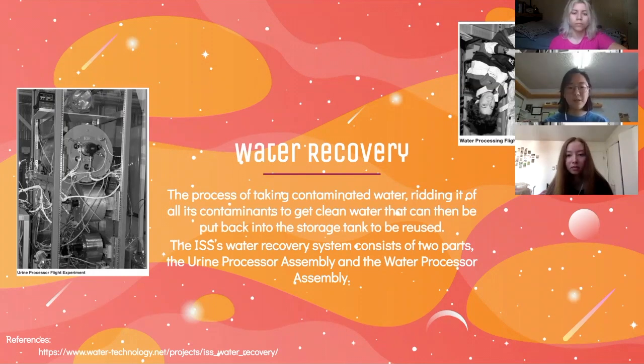The ISS's water recovery system, also known as WRS, consists of 2 parts, the urine processor assembly and the water processor assembly. The 2 pictures on this slide, the one on the left is showing the urine processor assembly flight experiment, and the one on the right is showing the water processor flight experiment.